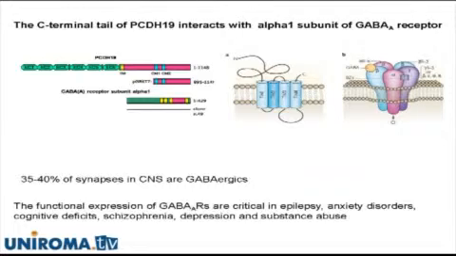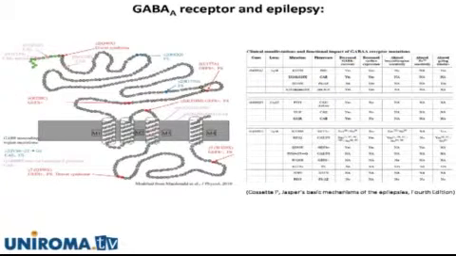35-40% of the synapses in the central nervous system are GABAergic, so most of the synapses are GABAergic, and the functional expression of the GABA A receptor is of critical importance in epilepsy, anxiety disorders, and cognitive defects.